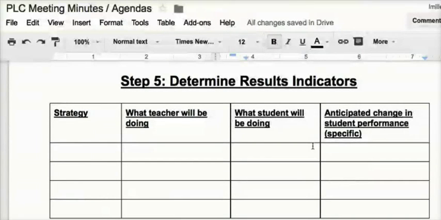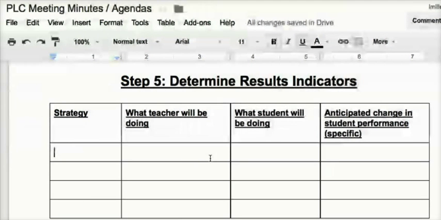Step 5, determine result indicators. What we're going to do here is just use this chart. We're going to start with what the strategy is. We have two strategies, and this takes step 4 and makes it more specific.